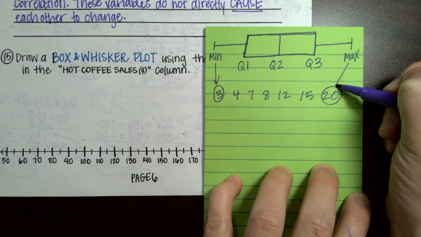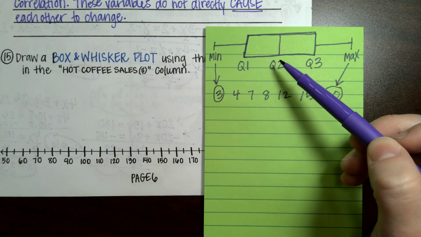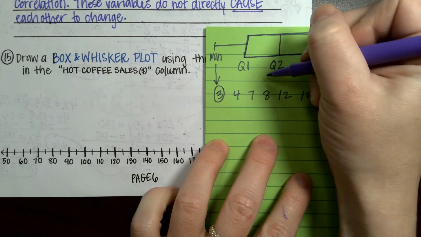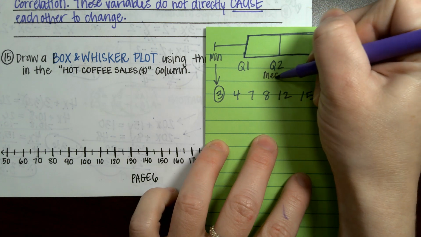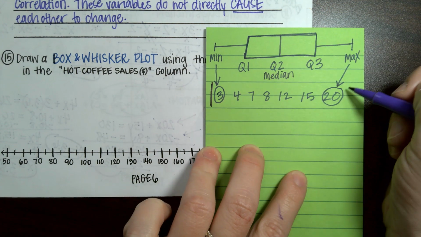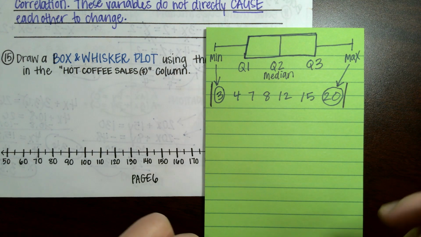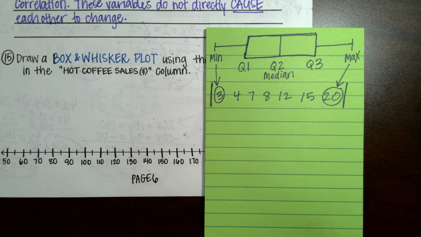That's our maximum. And I always like to start by finding Q2 first. That's going to be our median. So remember, the median is just the number in the middle. We're not having to do a whole lot of math there. It's just the number that's in the middle. So let's walk through how we find that again.